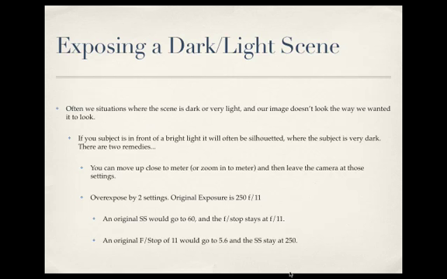The other option is just overexpose it by 2 settings. If the original exposure is 250 at f11, keep the original f-stop, and the shutter speed would go down to 60 and the f-stop would stay at 11. Or you can keep the shutter speed and move the f-stop from 11 down to 5.6. Both times you're letting in twice the amount of light 2 times, for 2 settings. So you're doing a +2.